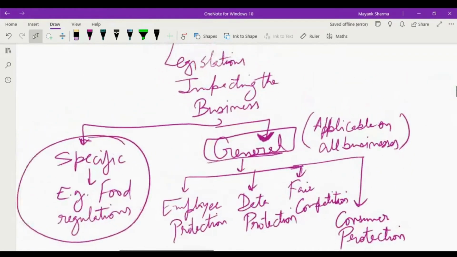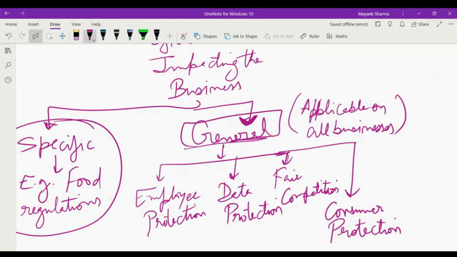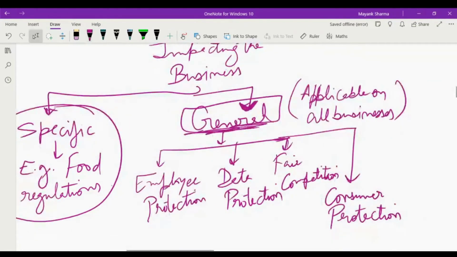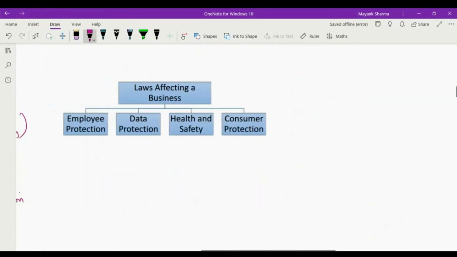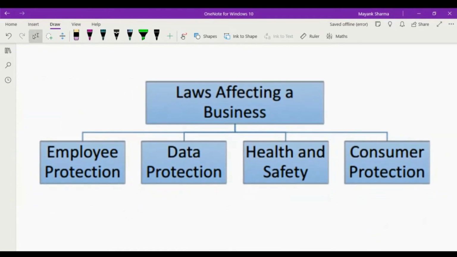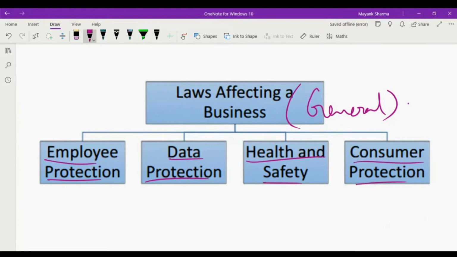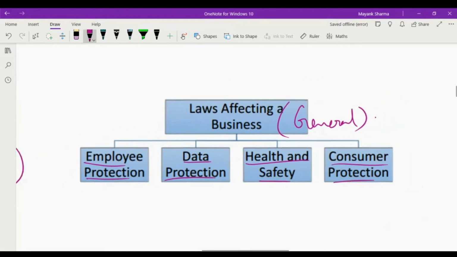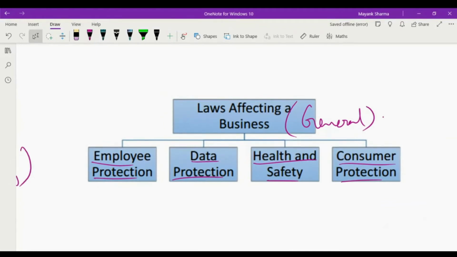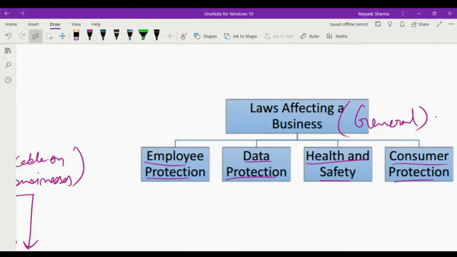But when it comes to general legislation, we need to have a good understanding of how the employees are protected and how the data protection legislations are in place. So this is another classification here. Laws affecting a business. These are general laws actually. So employee protection, data protection, health and safety, and consumer protection. These are the 4 areas which we will study here. Employee protection, as the name suggests, will cover the laws relating to protection of employees. Data protection will cover the laws relating to data of the consumer, especially.